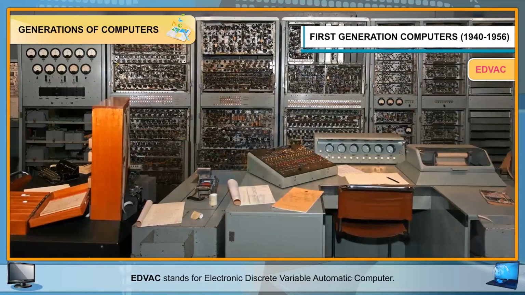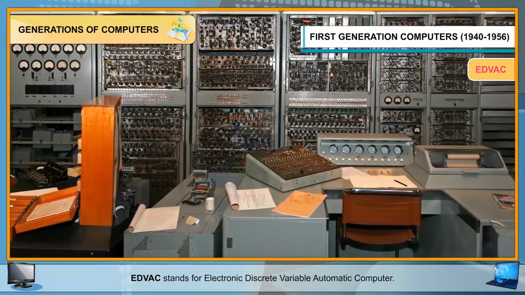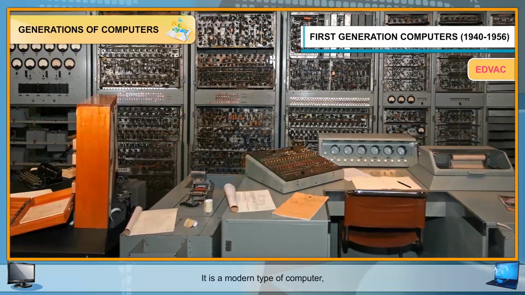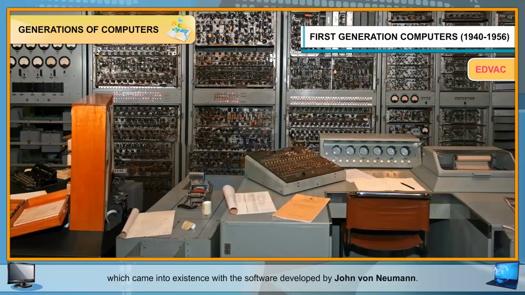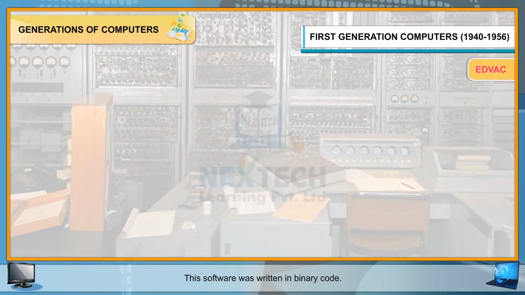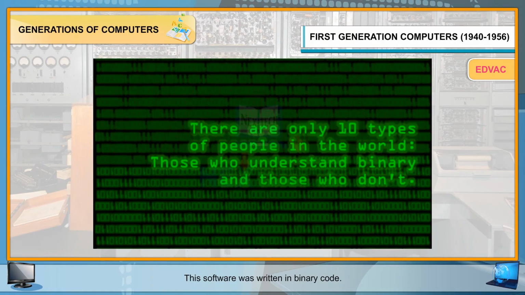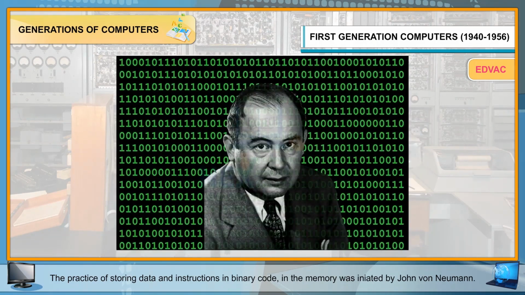EDVAC. EDVAC stands for Electronic Discrete Variable Automatic Computer. It is a modern type of computer which came into existence with the software developed by John von Neumann. This software was written in binary code. The practice of storing data and instructions in binary code in the memory was initiated by John von Neumann.